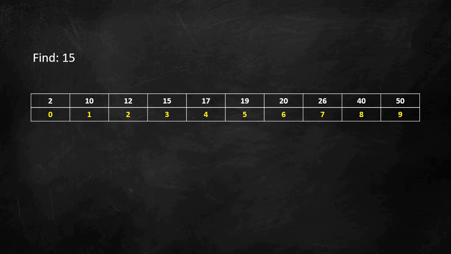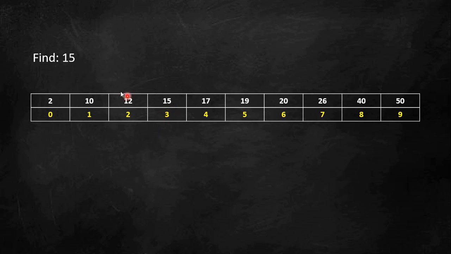So first, before going into binary search, let's see in a brute force manner how you normally search for a number in an array. Let's say we have an array of sorted ascending numbers, indexed from 0 to 9. The index numbers are in yellow and the values are in white, and we have to search for 15 in our array. If the number is present, we have to return the index, else we have to return -1.